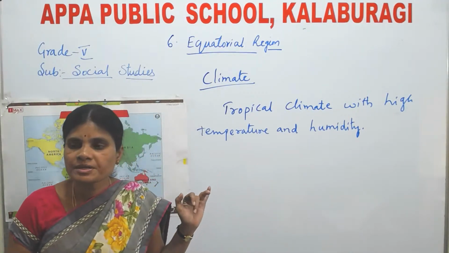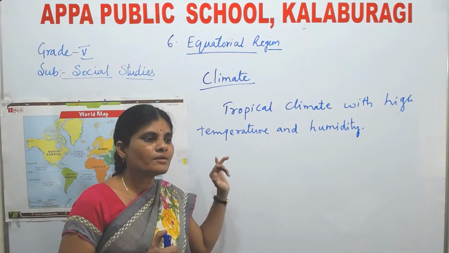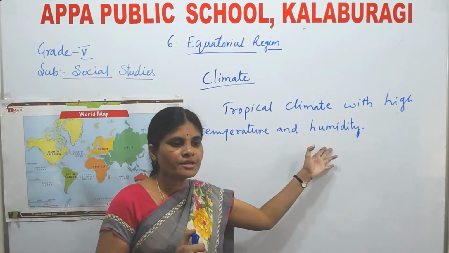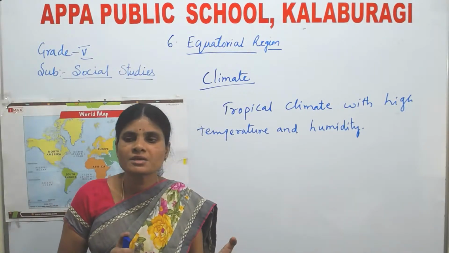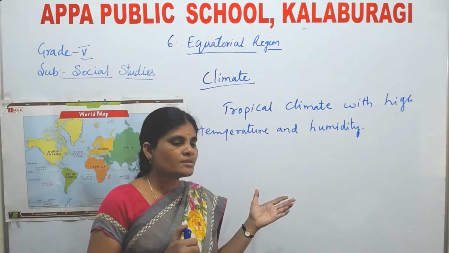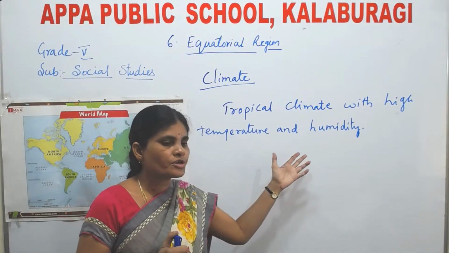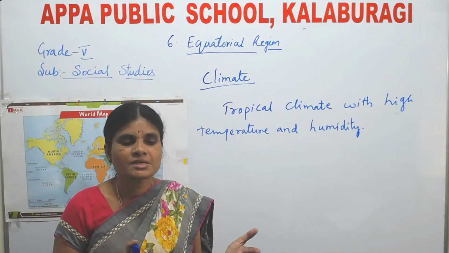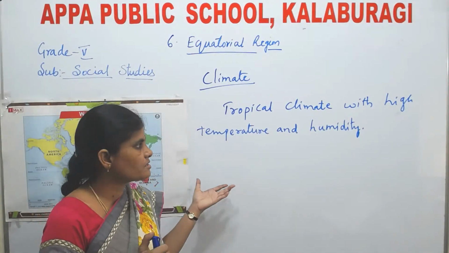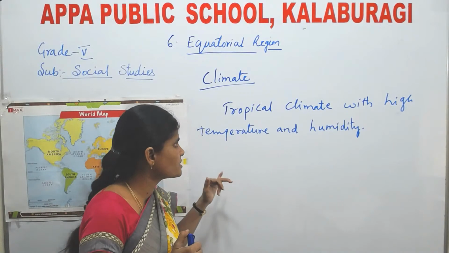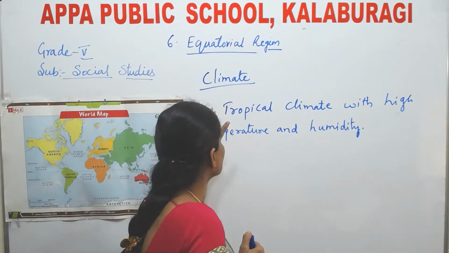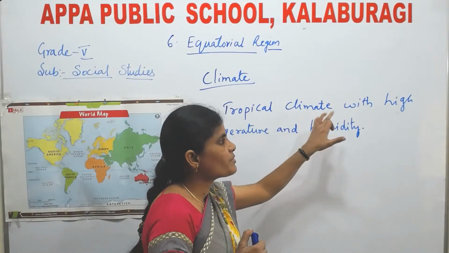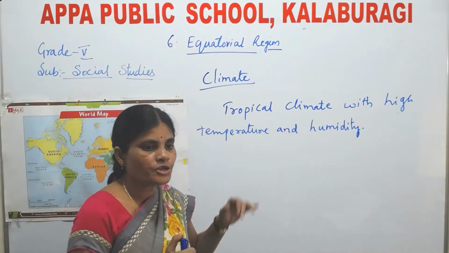What do you mean by temperature? Temperature is nothing but the degree of hotness or coldness present in the air. And what do you mean by humidity? Humidity is nothing but the water vapor present in the air. The percentage of water vapor, or the moisture present, is called humidity. Moisture means wetness. Wetness present in the air is called humidity. Children, the equatorial region experiences a tropical climate with high temperature and humidity.